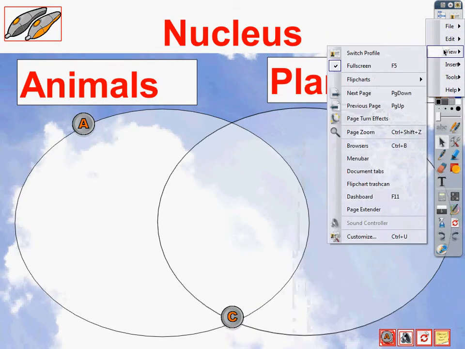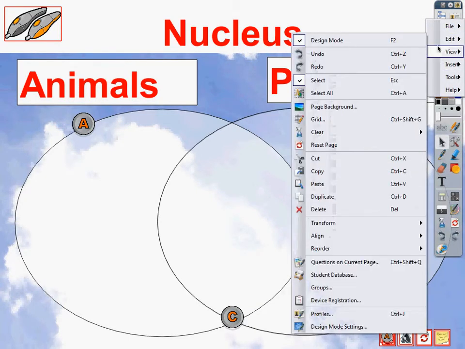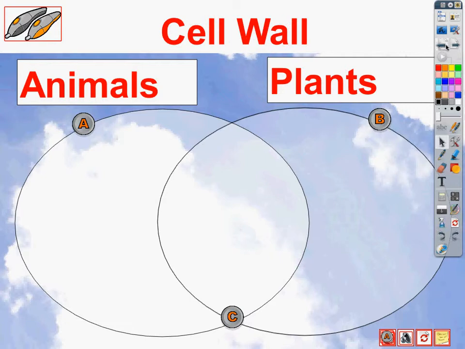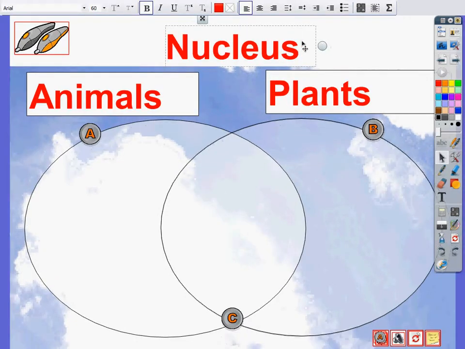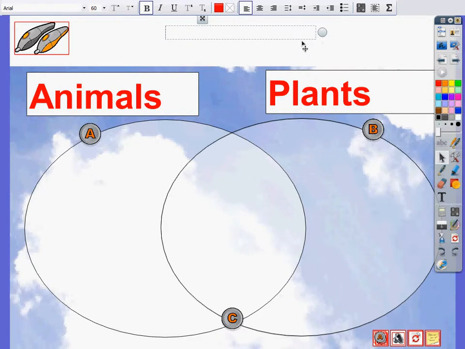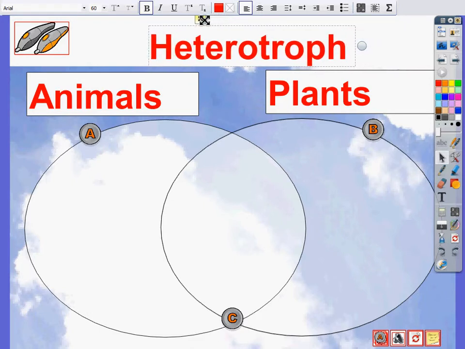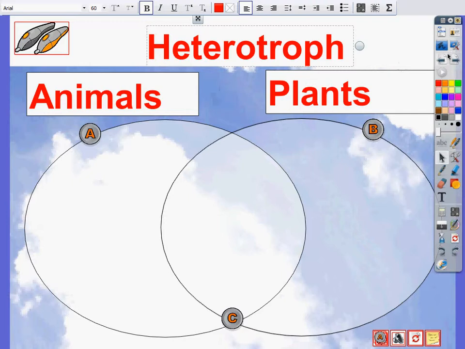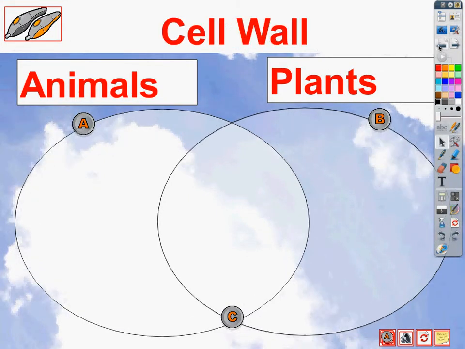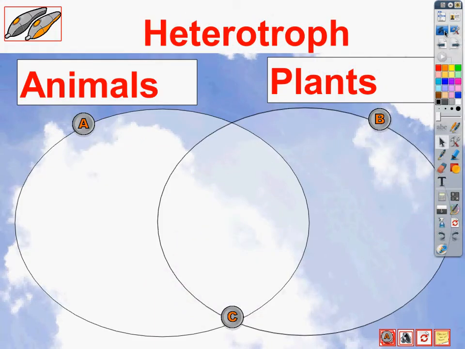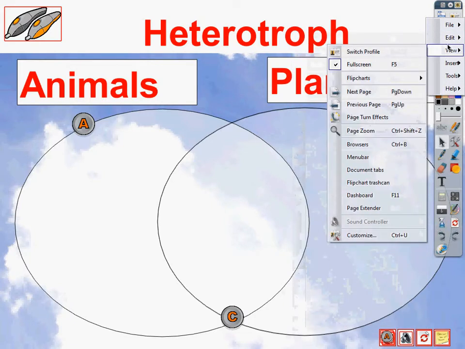So take a nucleus page, edit, duplicate. So now I've got this page. I'll make it, all right, so that's a long word, overflows, but again I can adjust this box, heterotroph, put it there. Again, just double checking everything. There's my opening page, cell wall, nucleus, heterotroph. I'll duplicate this page, I'll make one more page.